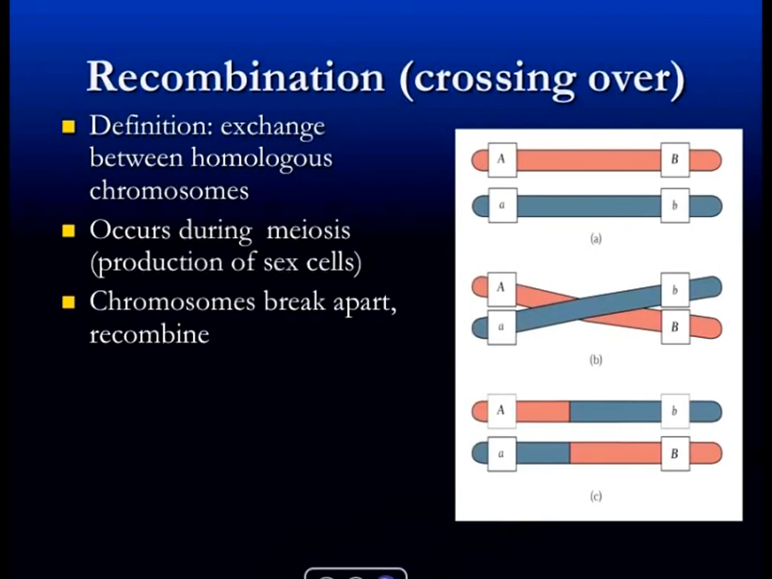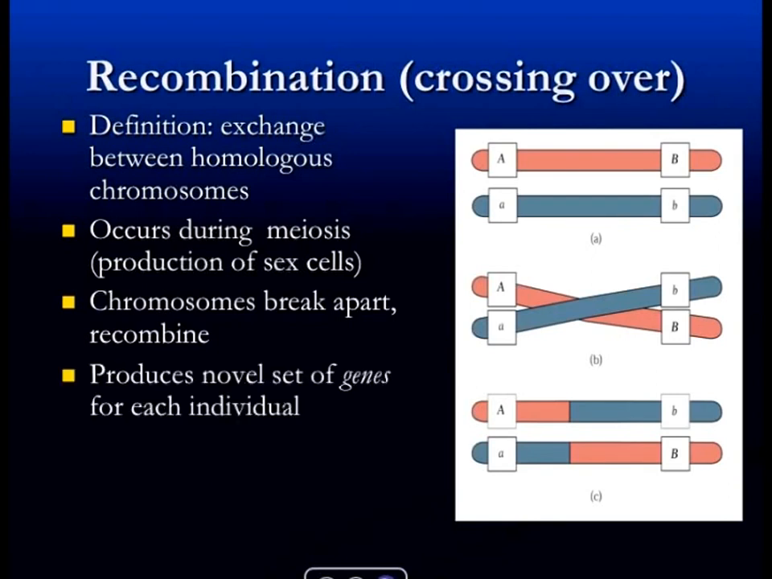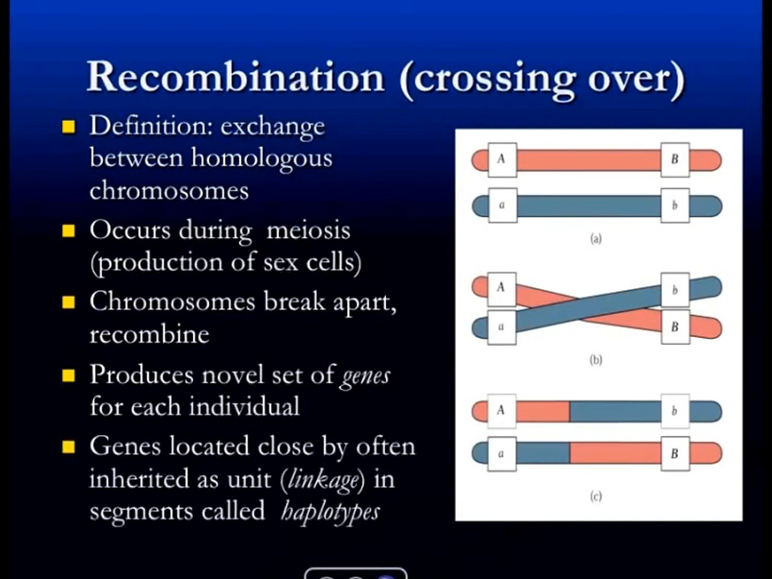This sounds like it's insignificant, but I promise you it's absolutely critical to why sexual reproduction is helpful for higher order organisms. It produces a novel set of genes for each individual and an infinite number of possibilities. However, genes that are located close by one another on the same chromosome are often inherited as a unit. That's called linkage. And that's why you get brown hair and brown eyes together, or why my niece looks like a little white girl and my nephew looks like a little Japanese boy.